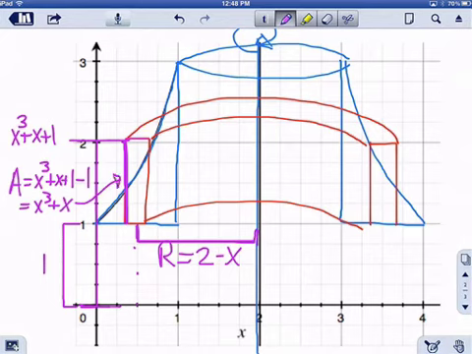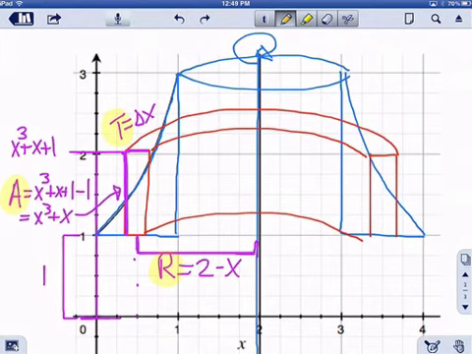And then our thickness is just going to be delta x. Now we have all of our pieces: our radius, our altitude, and our thickness. The last thing we need are limits of integration. If we slid this rectangle all the way this way and then all the way this way, we're going to go from an x value of 0 to an x value of 1. So those are our limits of integration there.